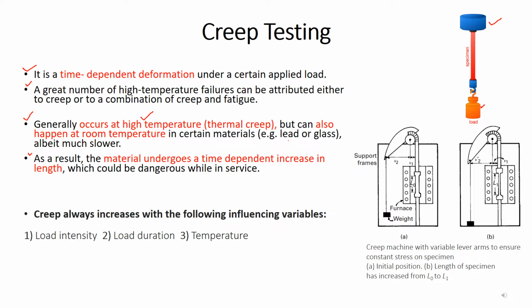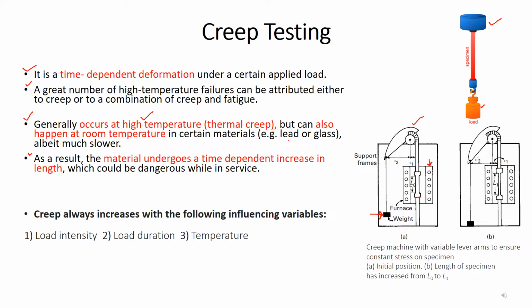This diagram shows the creep machine. Here we have a specimen which is subjected to tensile loading. The bottom end of the specimen is fixed, whereas the top end is loaded with the help of a pulley with this weight. The magnitude of the weight is such that it will not produce any plastic deformation. And this is the furnace, which is provided to increase the temperature of the specimen.